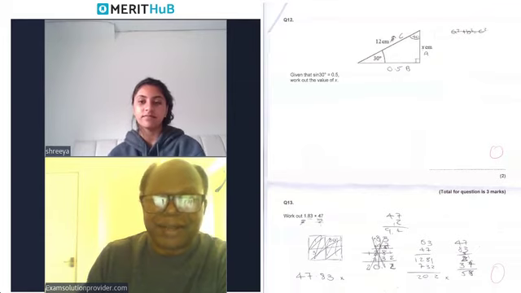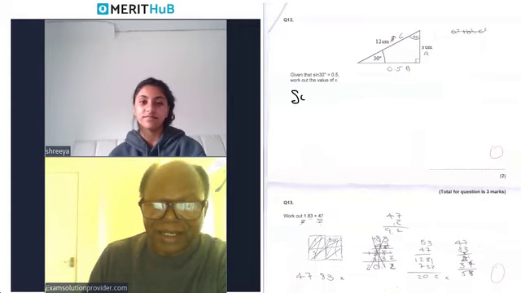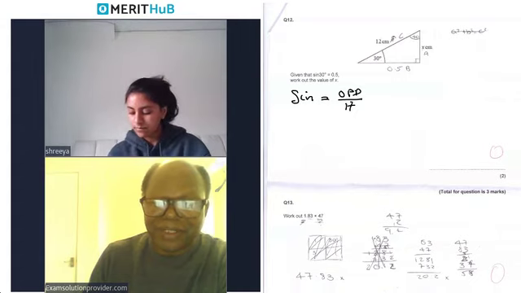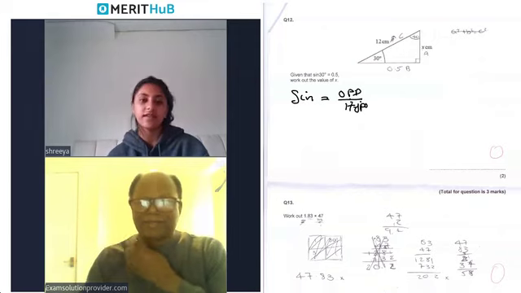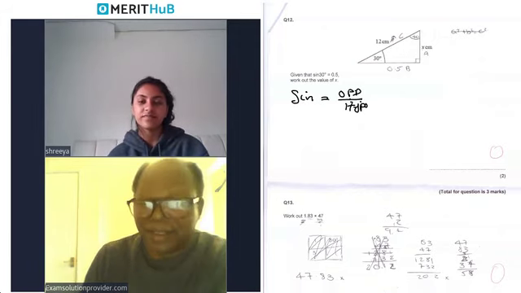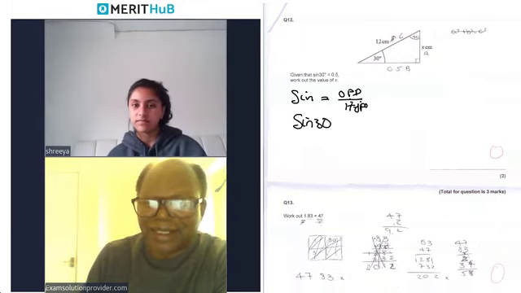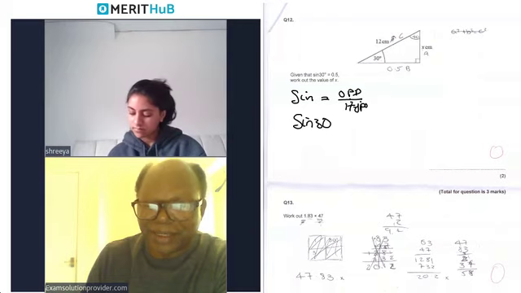Okay, so your music is in sine, and sine is opposite over hypotenuse, and that's what you were singing to me. So it's saying sine 30. So this angle is 30, and opposite is going to be x.